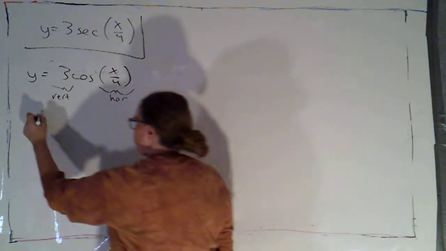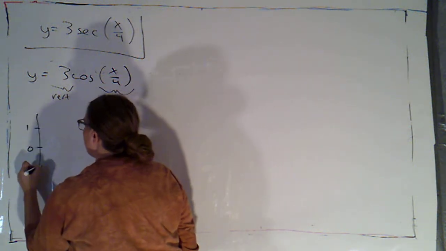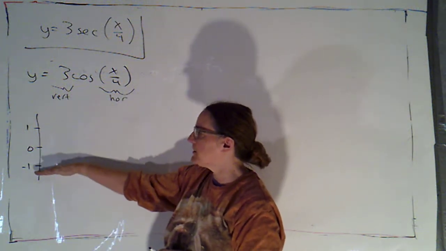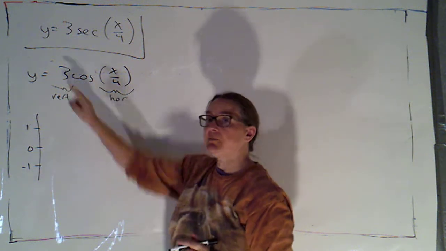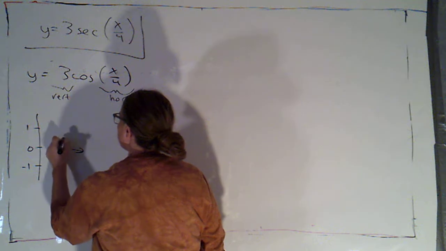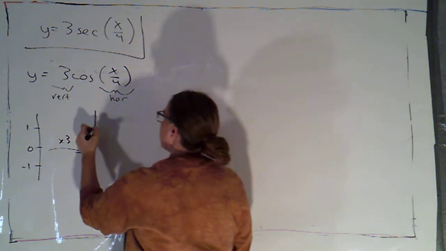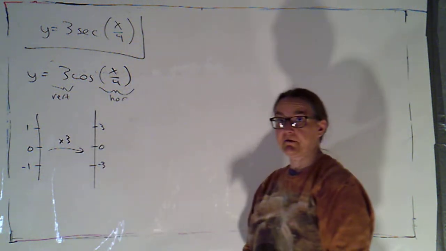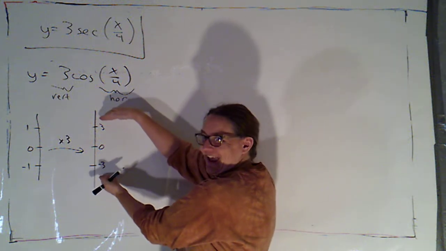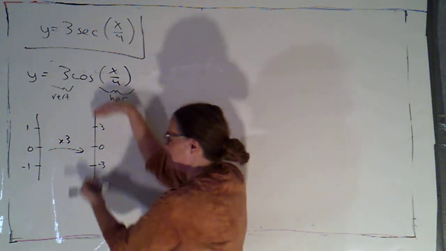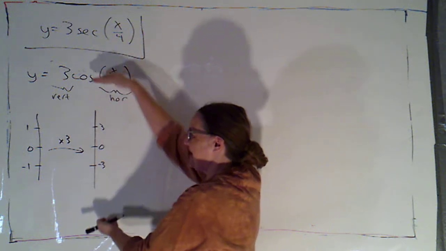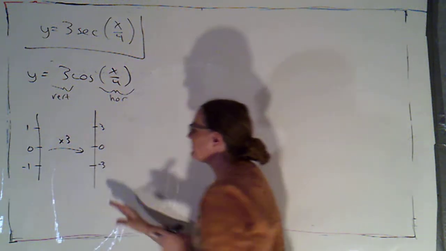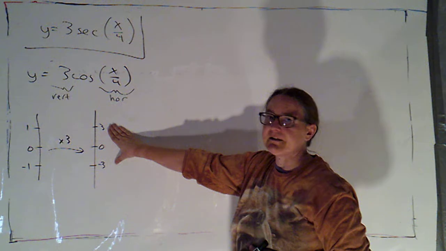And anything I do after I evaluate cosine is going to affect things vertically. Now for the vertical, a basic cosine graph would have a high value of 1, a middle value of 0, and a low value of -1. Multiplying by 3 just stretches all of that by a factor of 3. So I'm now going to have a high value of 3, a middle value still of 0, and a low value of -3. Obviously I'm using a different scale on this vertical line than on this line, because I've got limited space. I'm just using this to indicate what my new high, middle, and low values are.